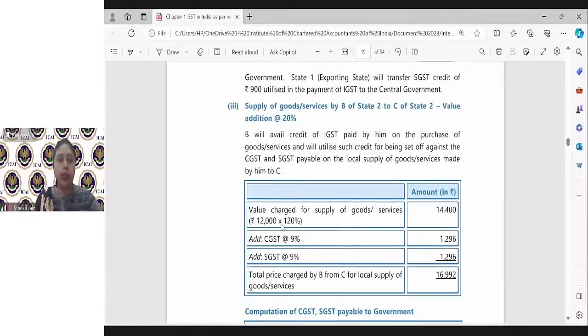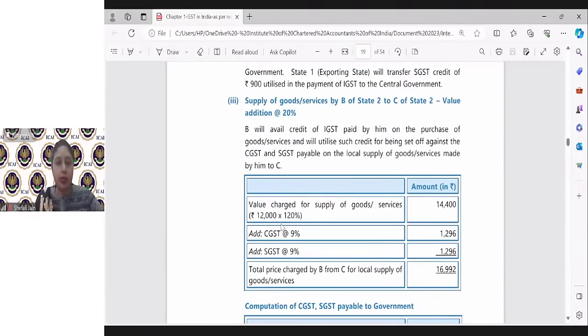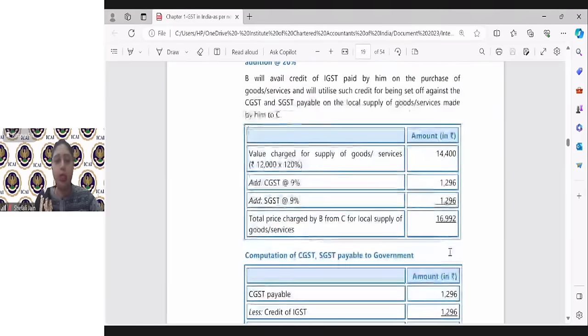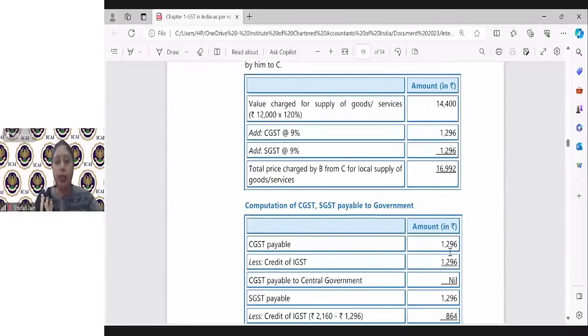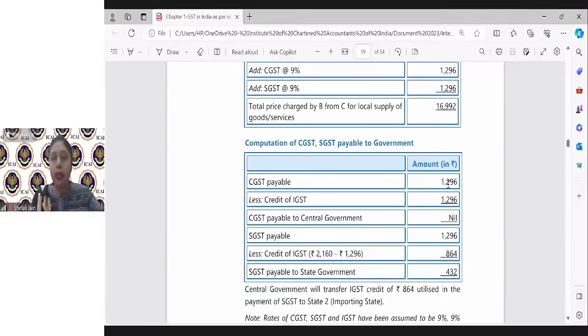So see, in third transaction, what was there is B2C. It is an intrastate transaction, but the credit available at this stage with B is IGST credit. Remember this point. Credit of IGST of 2160 is available with B. After that, B made an intrastate transaction on which CGST and SGST of 1296 was payable. Now he had a credit of 2160 and he had to pay 1296 plus 1296 as an output tax. So how did he pay it? First of all, his CGST payable was 1296. He utilized IGST amount to pay the entire CGST amount and CGST payable becomes nil.